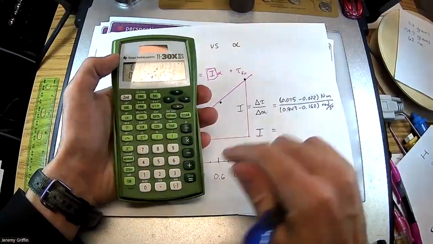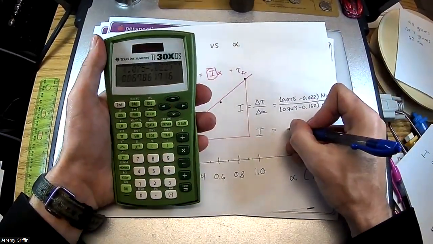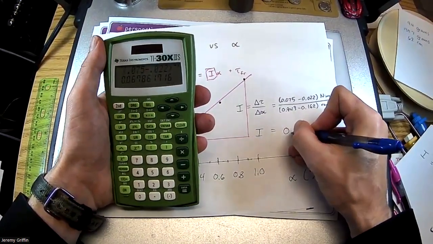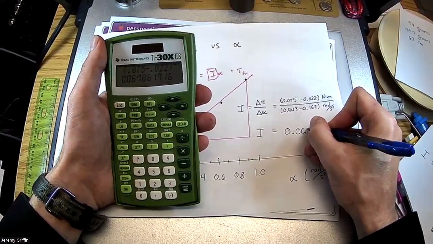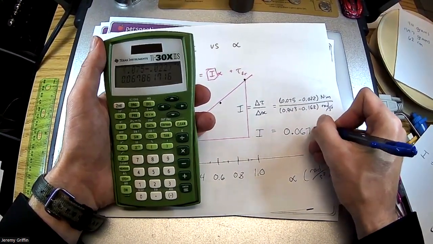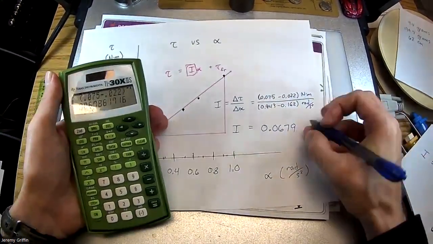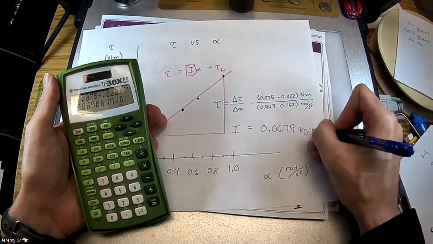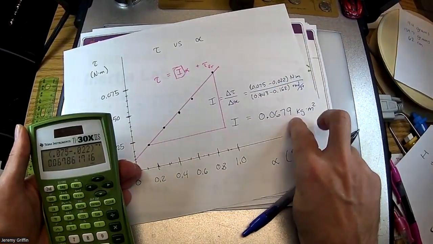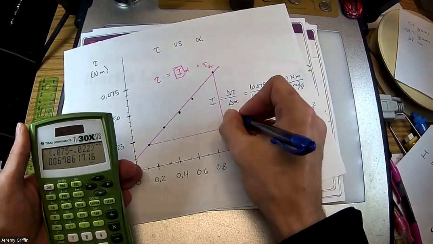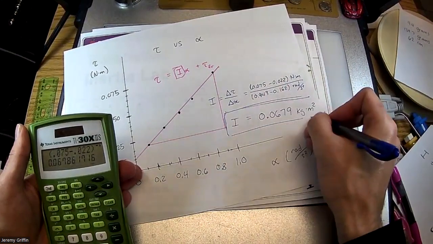Okay, I forgot one thing. That's okay. Got the answer here: 0.0679 kilogram meter squared. Because I know I has something to do with mr squared, so mass is in kilograms, radius is in meters squared. Okay, there you go. That is the rotational inertia of that pipe system.